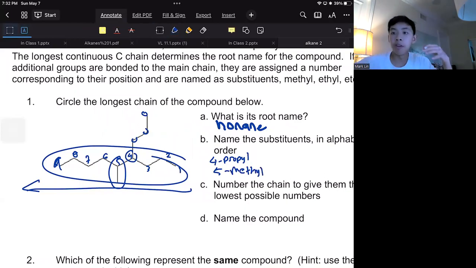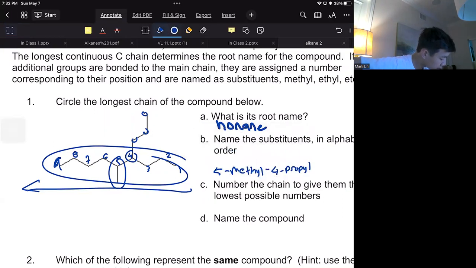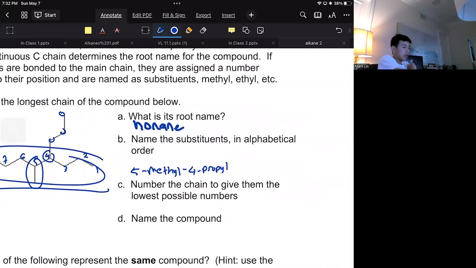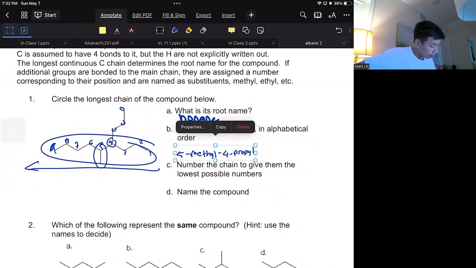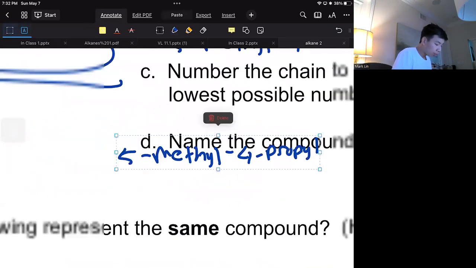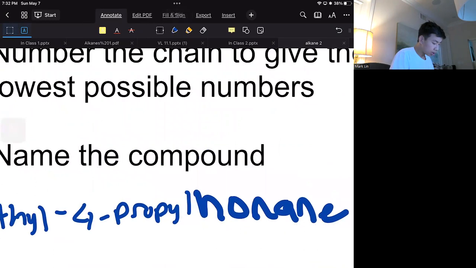And so in order to name them in alphabetical order, we need to look at which one comes first. Letter M comes before P. We put that one first. All right, 5. C, number the chain to give them the lowest possible numbers. We just did that. Cool. D, name the compound. This will be 5-methyl, 4-propyl. All right, sweet.